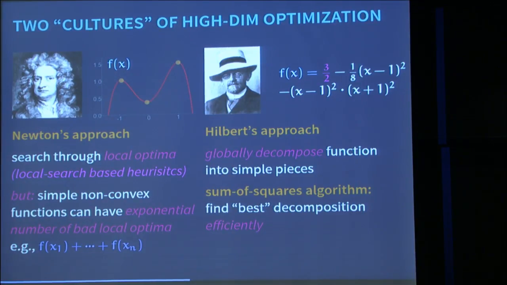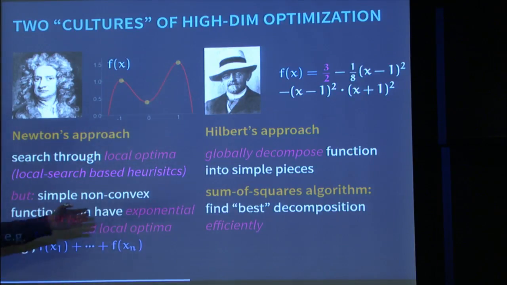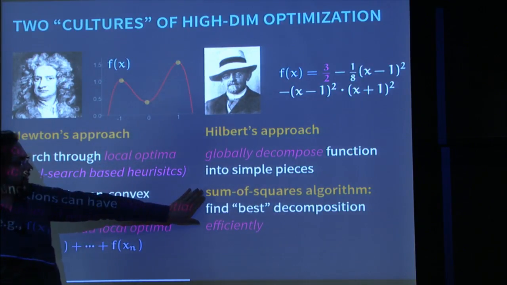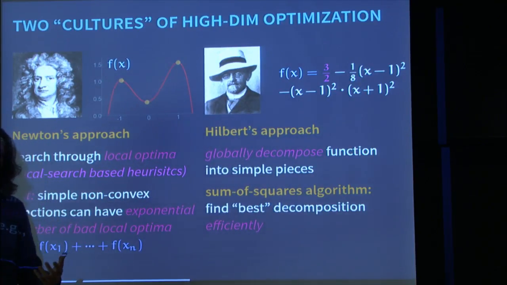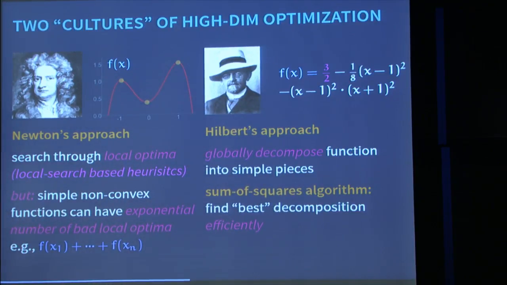Higher order, sixth order, right? And I want to find the minimum. Then is this good? It is probably good in the sense that if this doesn't work, nothing else works. Because here I say if there exists a small decomposition, then the algorithm can find it.